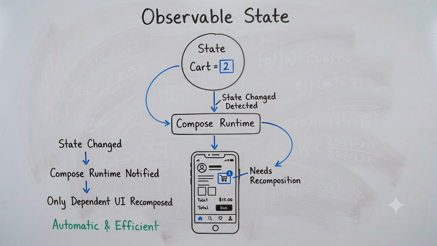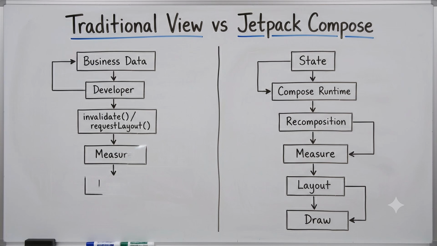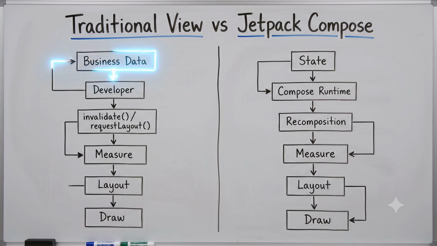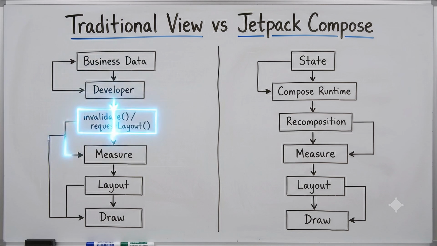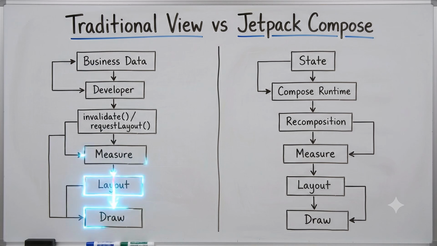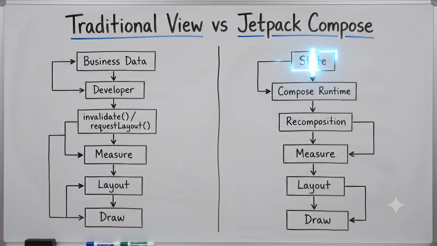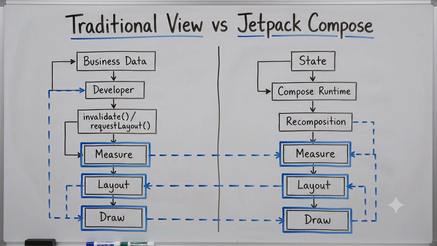Think about the traditional view system. Previously, the workflow looked something like this: some business data changes, the developer updates the view, invalidates or requests layout, and then the measure, layout and draw phases happen. In Jetpack Compose, the flow becomes, because it's dependent on state: state changes, the Compose runtime detects the changes, recomposition happens, then the measure, layout and draw pipeline.